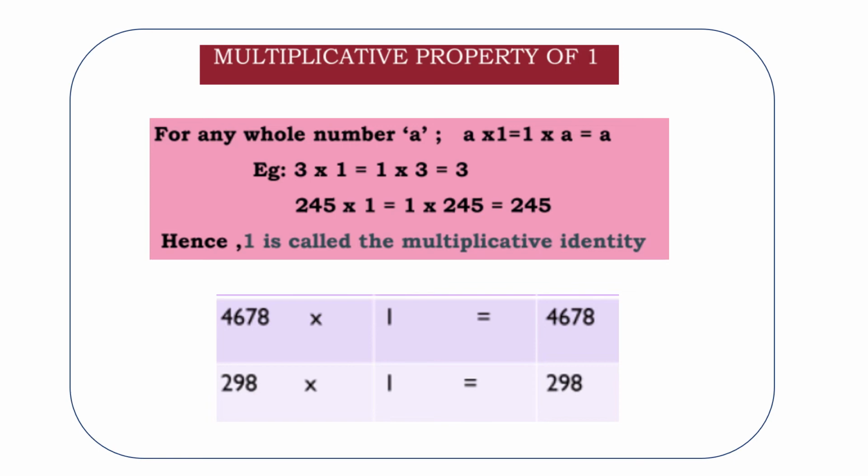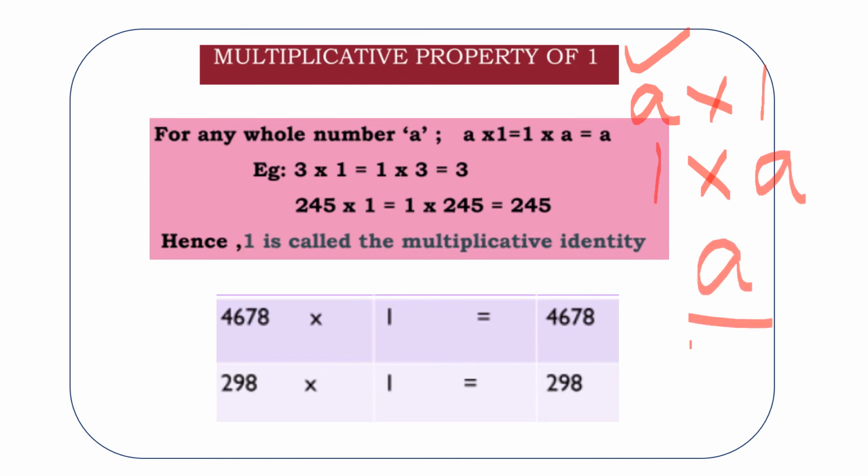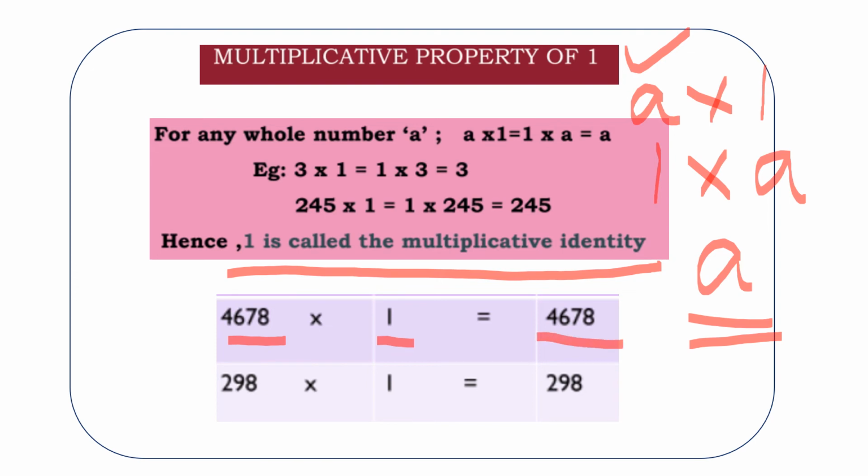Similarly, like the additive property of 0, we have the multiplicative property of 1. You multiply 1 by any whole number, A into 1 or 1 into A, you get the number itself. The result is A only. Thus, 1 is called the multiplicative identity. That means the identity of the number is not being lost. Multiply any number by 1, you get the number itself.